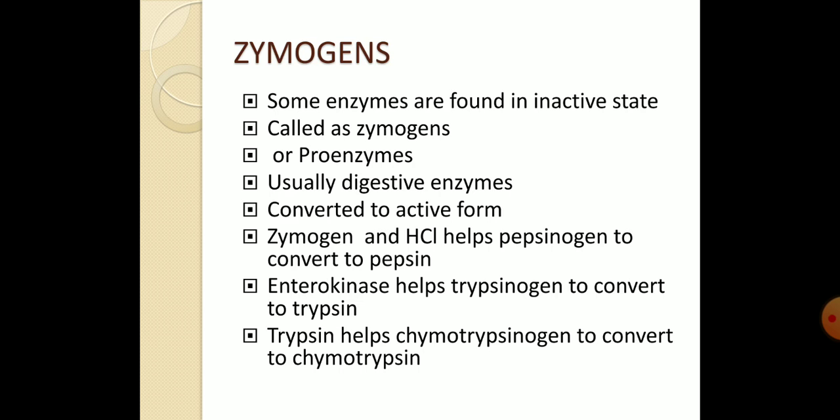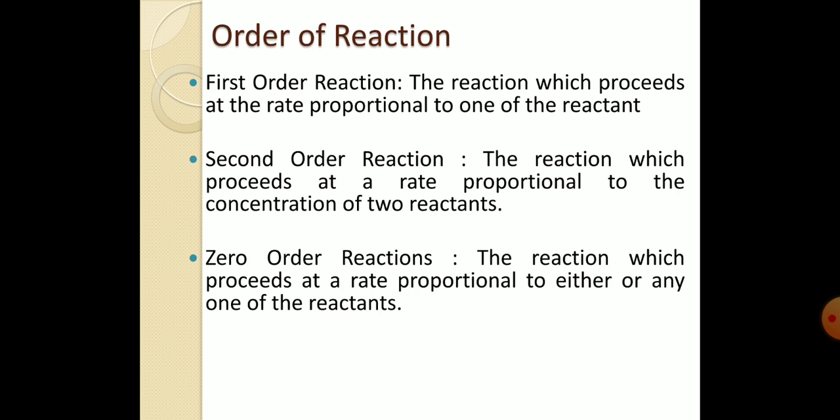So those are referred to as zymogens. HCl helps pepsinogen convert to pepsin. Like that, trypsin helps chymotrypsinogen convert to chymotrypsin. These are the enzymes involved in the conversion from the inactive form to the active form. So those are called zymogens.